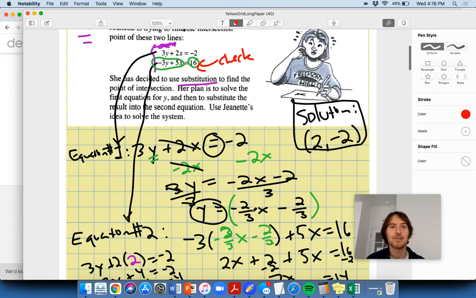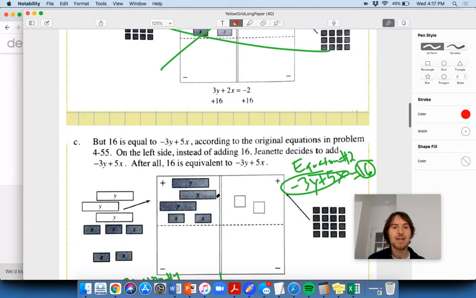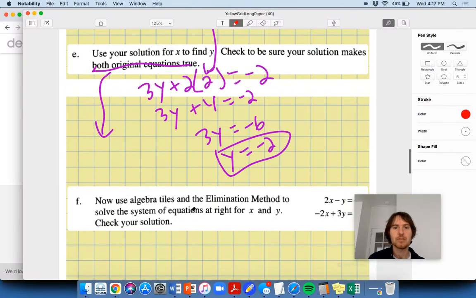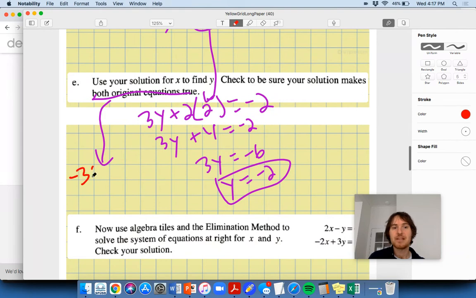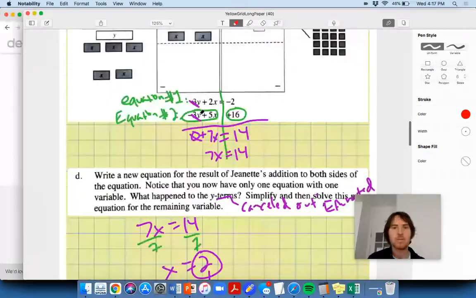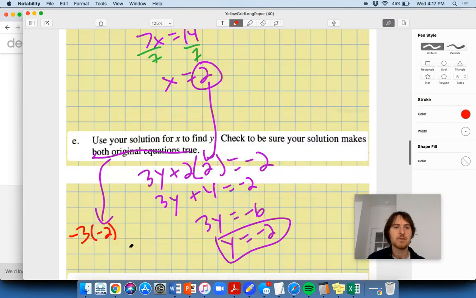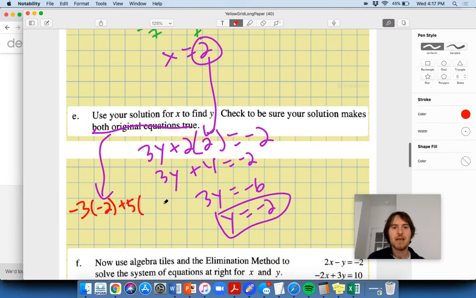This is how this distance learning thing can work. So I got -3y is the other equation. So I'm going to try this, -3. Instead of putting y, I'm going to put -2 in, because that's what we think y is. And what's my other equation? It's -3y plus 5x is equal to 16. So we'll do plus 5, and x is 2, and that's equal to 16.